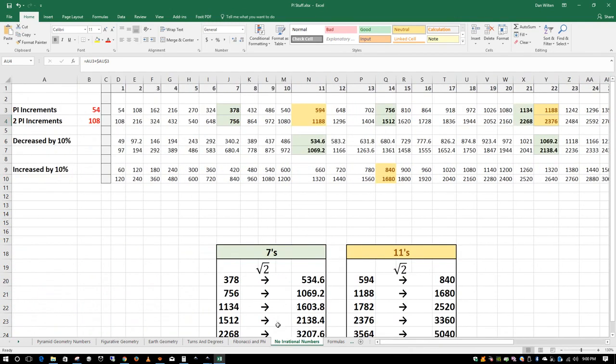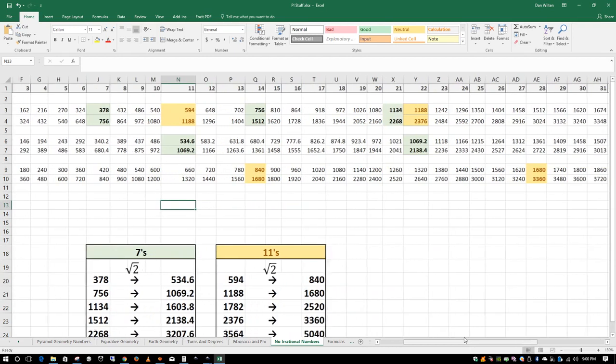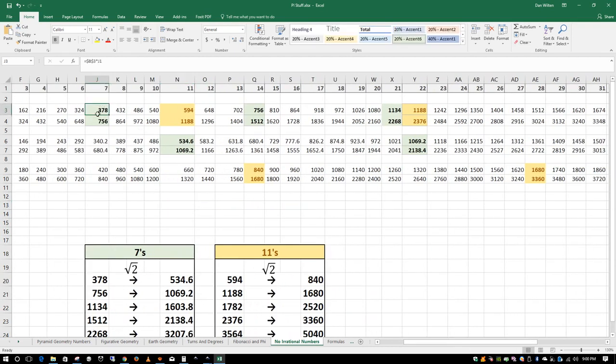So in order to get the square root of 2 values, something really interesting I discovered, and you've got to remember that all this is tied to geometry, okay? But all the numbers remain clean. If you take all of these numbers here and you decrease them by 10%, so if you look up here, I've taken this number, 54, and multiplied it times 0.9, so I've decreased it by 10%. I did this all along the scale, and what I discovered was that 378 times the square root of 2 is 534.6, and that falls into the 11 category here.